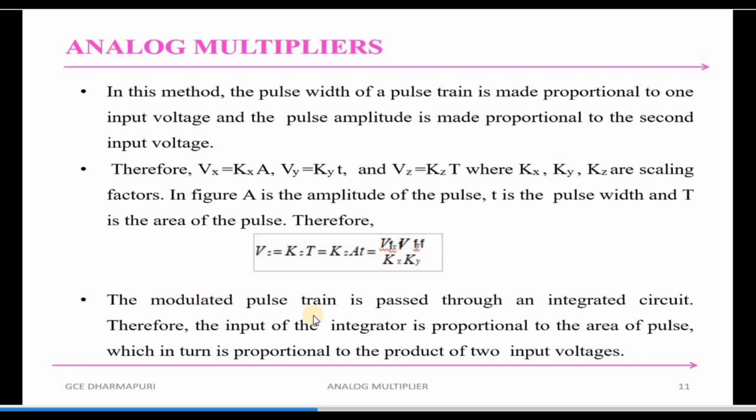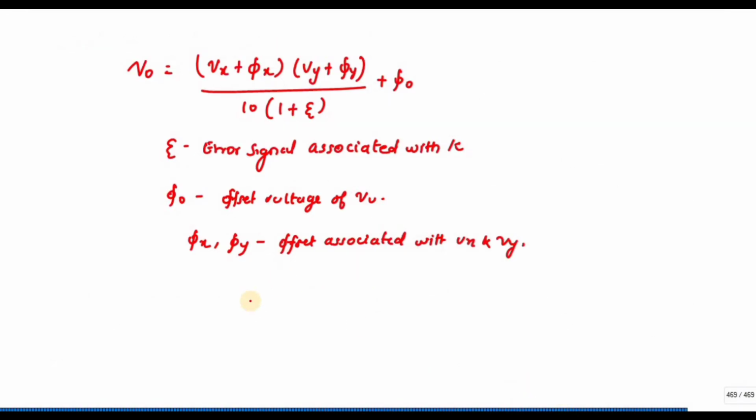This modulated pulse train is passed through an integrator circuit. Therefore, the output of the integrator is proportional to the area of the pulse, which in turn is proportional to the product of the signals. So I am writing it here: Vz is equal to Kz into A into T, and we know A is Vx by Kx and T is Vy by Ky. So you can see I am getting the product of these two inputs.